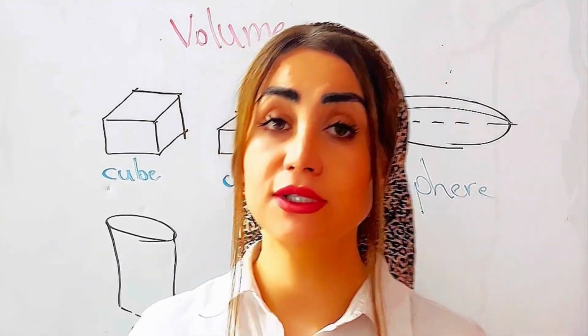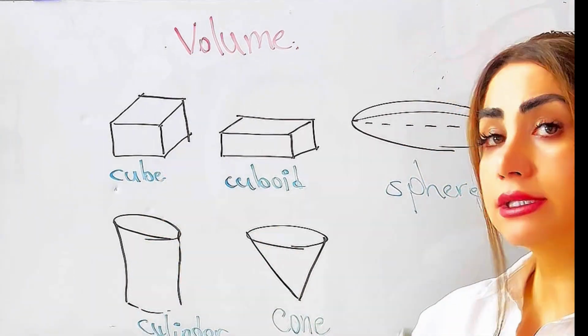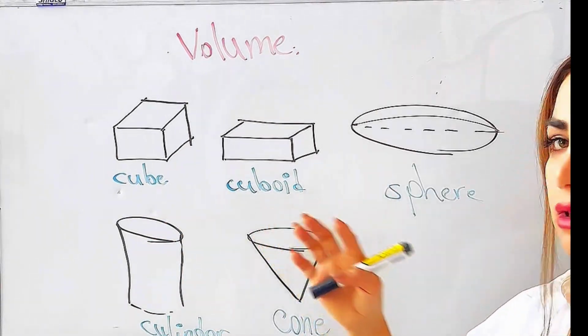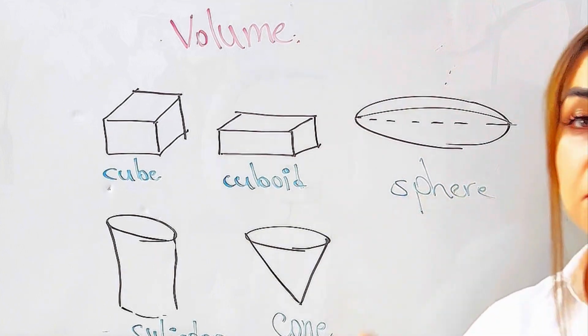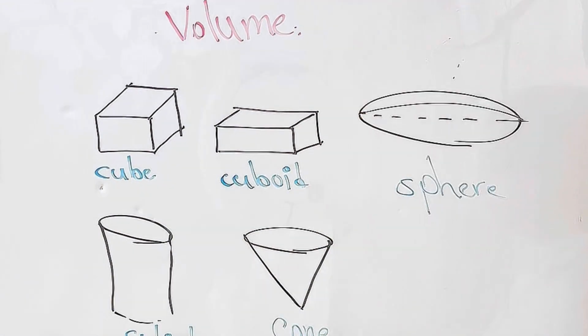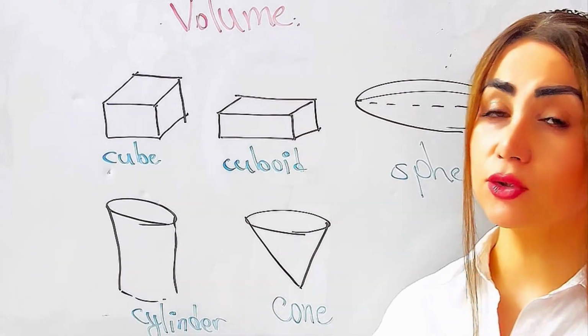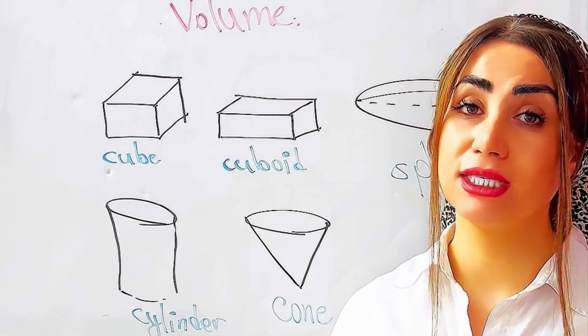Now let's check out some solid shapes. These are shapes that take up space. Cube, all sides are the same. Cuboid, like a box. Sphere, a perfect ball. Cylinder, like a soda can. Cone, think of an ice cream cone. Each of these shapes has its own way of calculating volume.